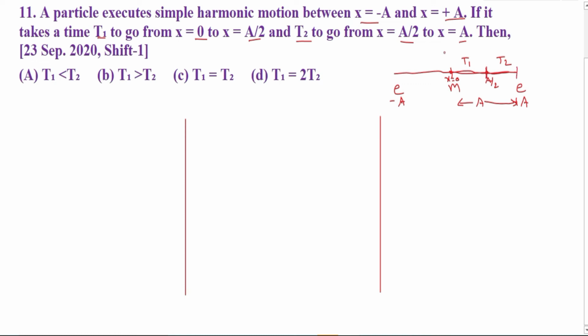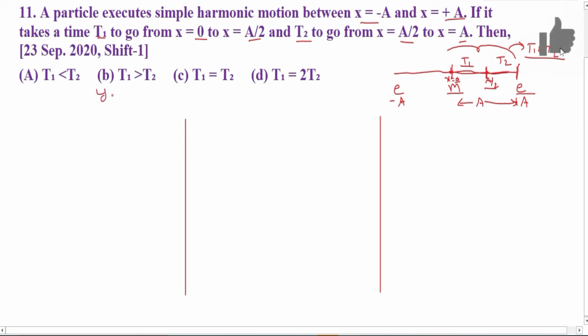That means it took a total time of t1 plus t2 to reach from the mean position to the extreme position. Once again, it took time t1 to reach from 0 to a by 2, and a time of t1 plus t2 to reach from the mean position to the extreme position. Now we know that the general formula for displacement is y equal to a sine omega t.